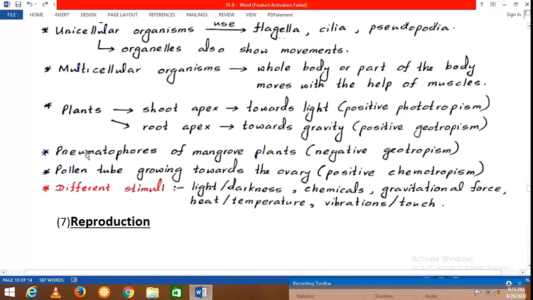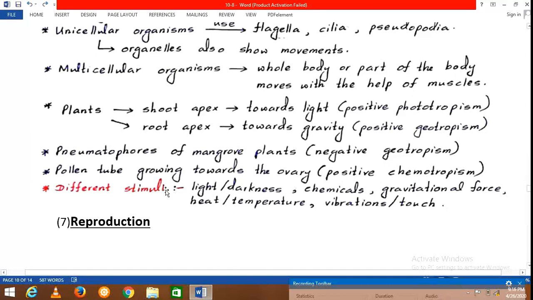But there are certain exceptions like pneumatophores of mangrove plants. They show negative geotropism because these roots come up from the soil in search of air. Therefore, these pneumatophores show negative geotropism. And later you will learn what happens to pollen grains once they are deposited on the stigma of a flower in a coming unit. There the pollen tube grows towards the ovary for fertilization to take place. So there we call this type of movement positive chemotropism.